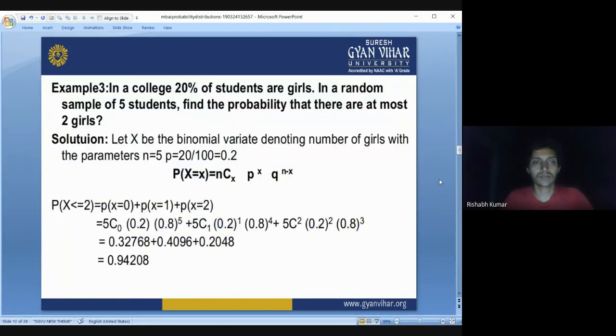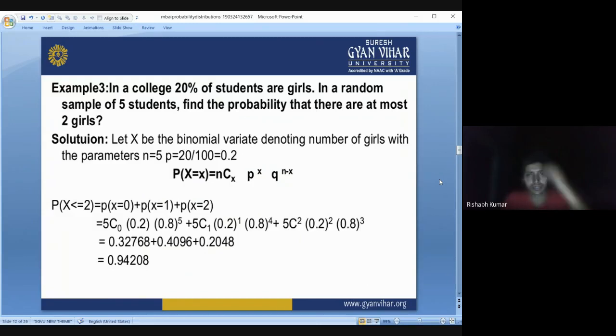Then another question. In a college, 20% of the students are girls. In a random sample of 5 students, find the probability that there are at most 2 girls. So in a random sample of 5 students, your n is what? n is 5, and how many girls are asked? 2. So your r is 2.